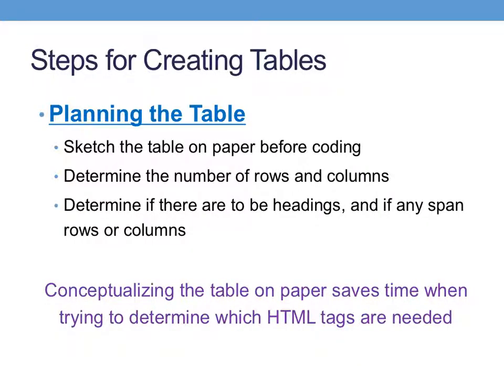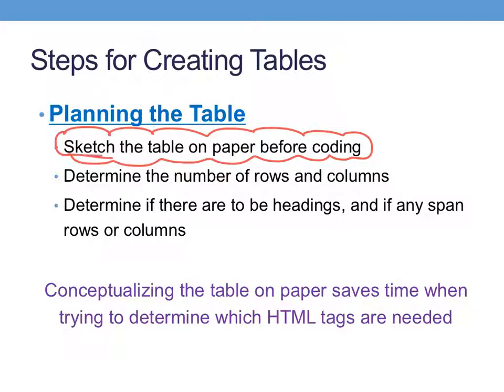Now, once we've decided that a table is in fact necessary, we start out the process of planning that table. And the first step in this process is always to sketch that table out on paper before coding. You should never just start coding a table without a visual image of where it should be headed. So you always need to sketch out that table. The second step is you're going to determine the number of rows and the number of columns that that table will need. And then you'll determine if there are to be any headings and if there's to be any spanning within your table. So you're really going to think through those details and make sure you have a clear picture of where your table is headed.